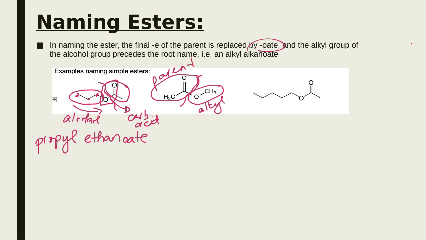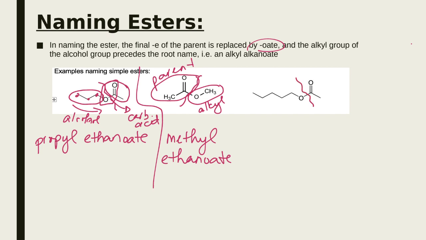So this next molecule here, the alkyl group is a methyl. And then my parent is a 2-carbon. So again, it is ethanoate. And then we'll look at the last one here. So again, find your ester linkage. It's right there. Split that linkage into 2.